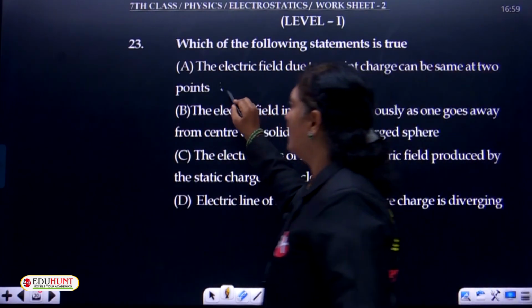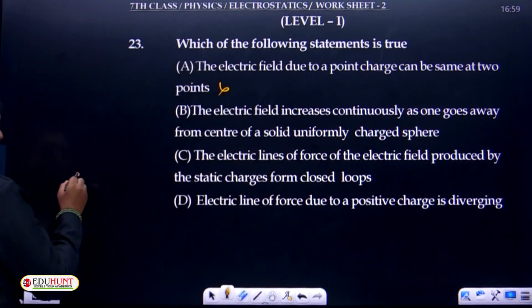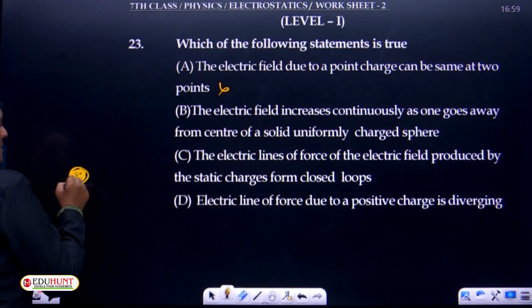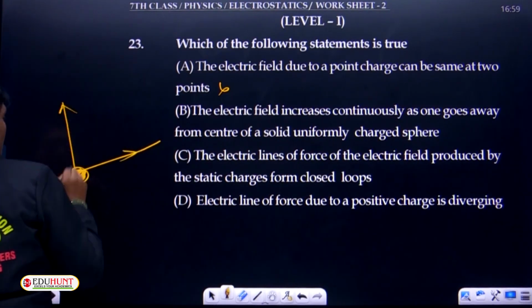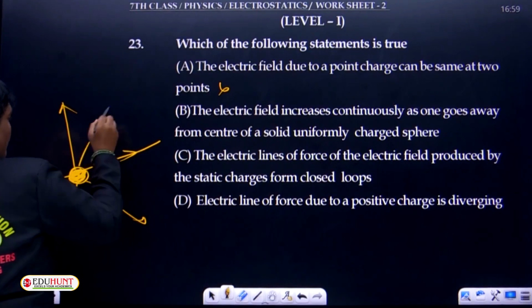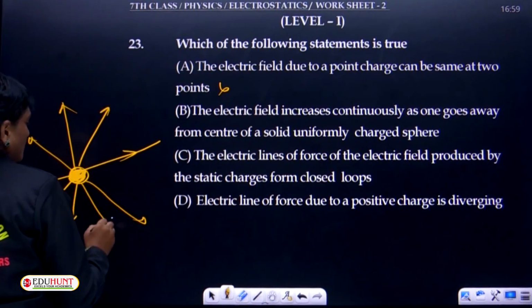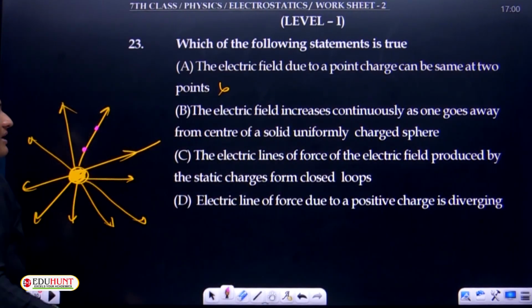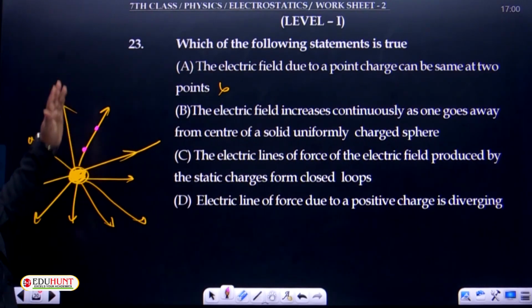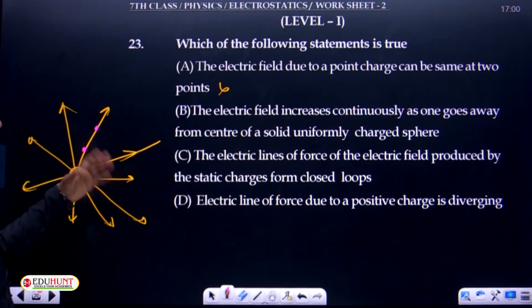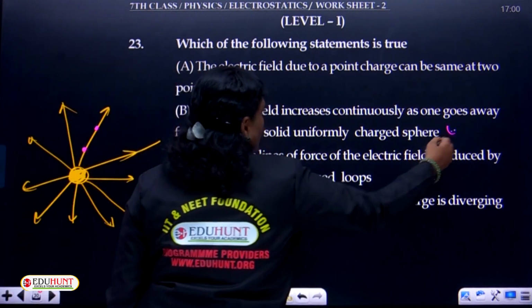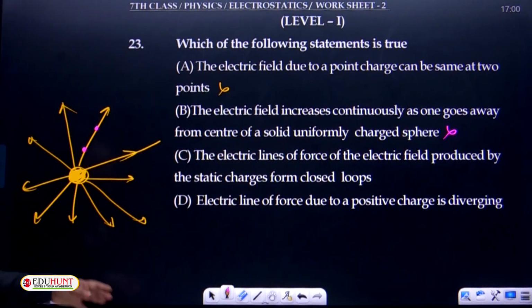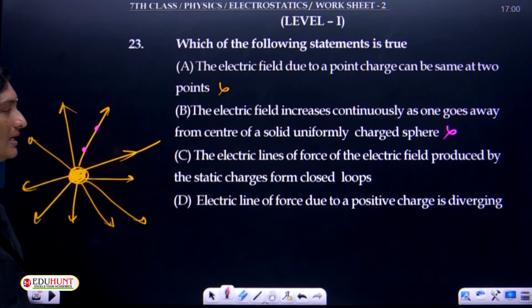No, not absolutely. Because if you consider a charge, then from this charge, the electric field lines will be moving away, if I consider a positive charge something like this. What they were asking you is to find whether at 2 different points the electric field can be the same. No, because it changes normally from point to point, so it cannot be possible. Next, the electric field increases continuously as one goes away from the center of a solid uniformly charged sphere. No. As we move away from the charged sphere, the electric field intensity decreases, it does not increase.